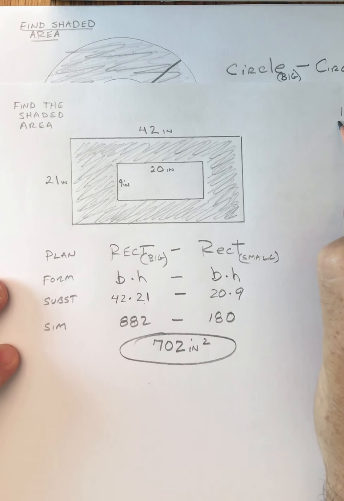Both of these problems, the area between the circles and area between the rectangles, will be used on your homework tonight, which is IXL AA.19. Thanks. I hope this helps.